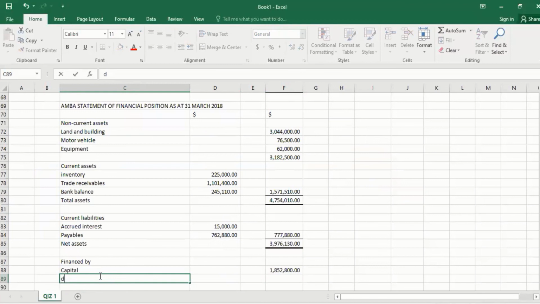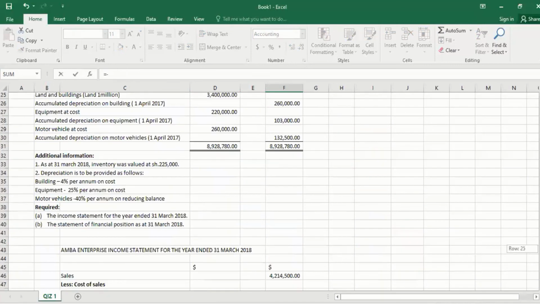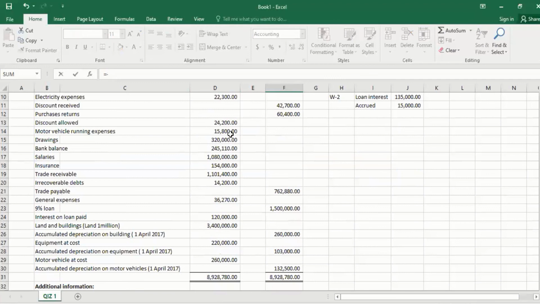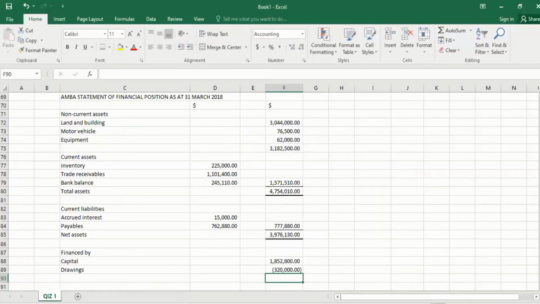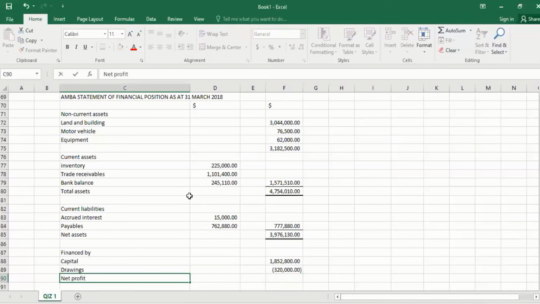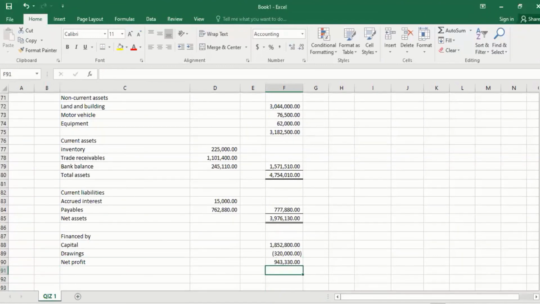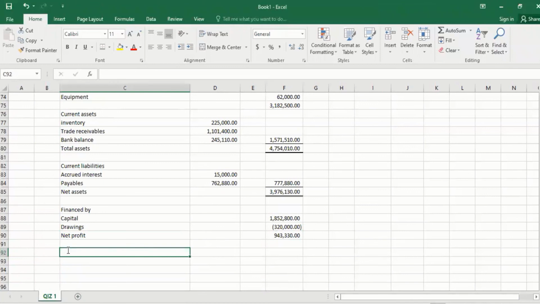But before then, there were drawings, an appropriation of capital. Some part of the capital was taken by the owner. That is why we have the drawings figure of 320,000. Then we can have our net profit here. Our net profit is just all above there. This one is easier, we just get it here. That will be okay. Then we have non-current liabilities.